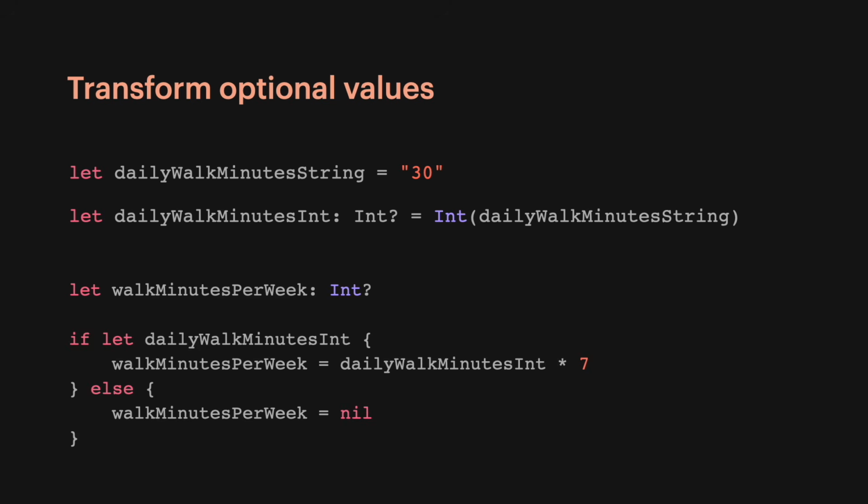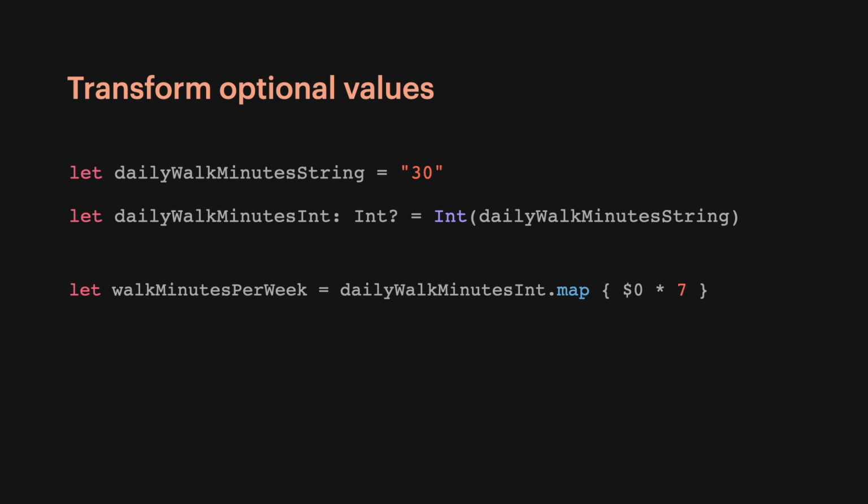Instead of this, we could use the map method. Now it becomes a single line of code. The map method will only evaluate the closure if the value is not nil. Then pass the already unwrapped value to the closure. And we can multiply it by 7 without any issues. If the value the map method was called on is nil, then it will return nil straight away. So we can simply assign the result of the map to the walk minutes per week directly. The map method on optionals provides a clean and simple way to transform values without the need for extra conditional checks.